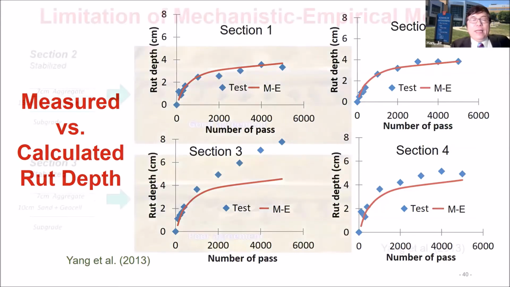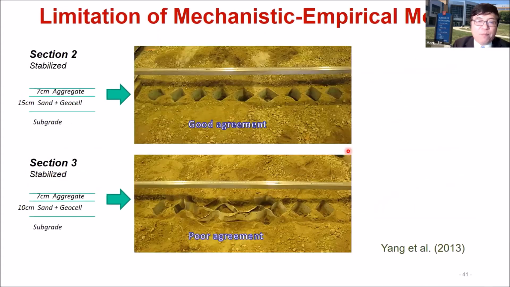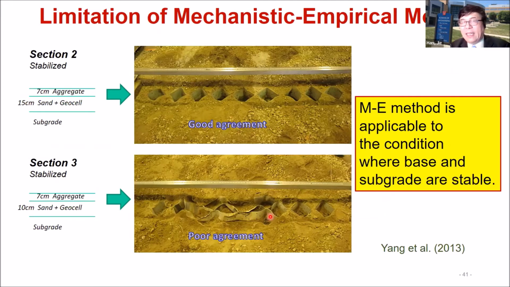Okay. The reason for the difference: for the sections with good match, the geocell actually maintained good shape. But for the section with poor comparison, section 3, the geocell collapsed. Okay. The important thing is the mechanistic empirical design method is applicable to the condition where the base and the subgrade are stable. If there's any failure, this method will not be able to be used.